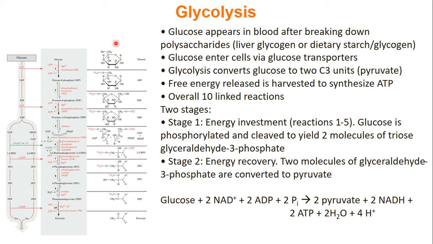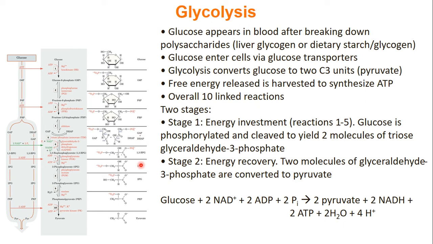So, let's start at the very beginning. To get glucose in your blood, remember, glycolysis is the breakdown of glucose. You usually get that from eating, so dietary starch or glycogen, or from storage, liver glycogen. Glucose will enter cells via various glucose transporters, GLUT1 and GLUT2. And glycolysis will take this glucose and break it apart into two 3-carbon pyruvates.